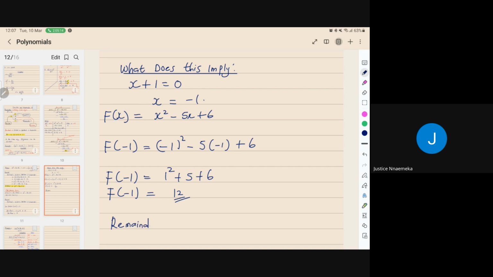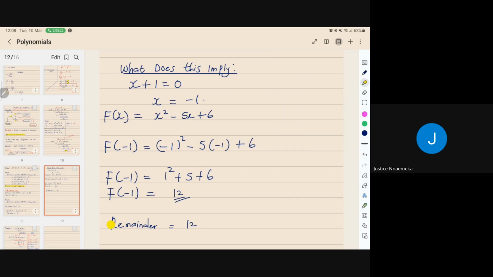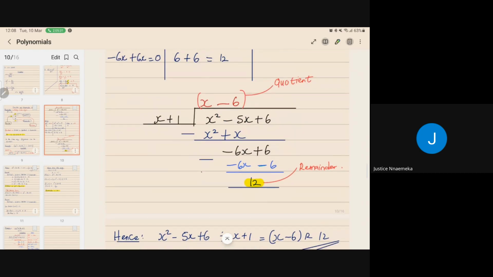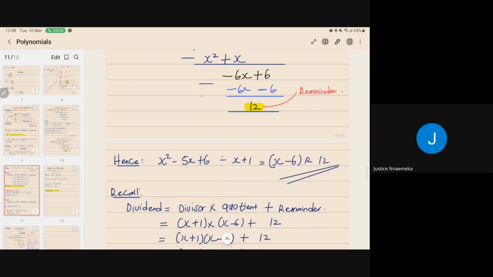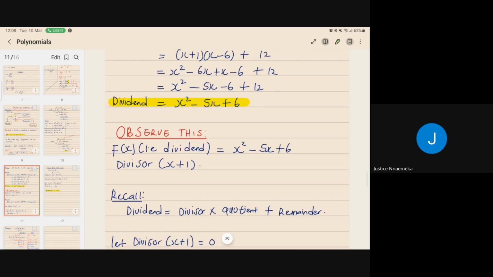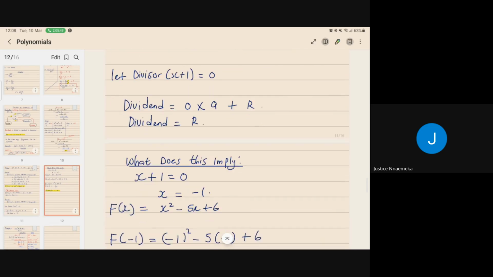Yes. So without dividing it, we have our remainder. So if I'm asked to divide to get a remainder of a particular function, I don't have to go through the long way of dividing it. What I need to do is to equate the divisor to 0 and then plug in the value of x inside the equation, and I have my remainder.